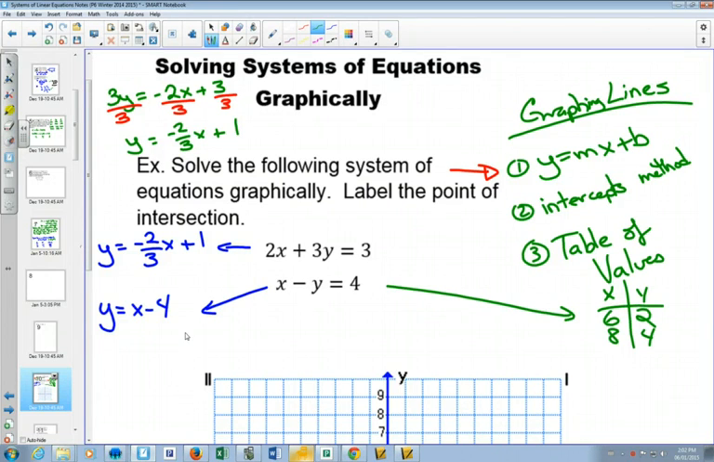Second one? The second one's easier? Okay.